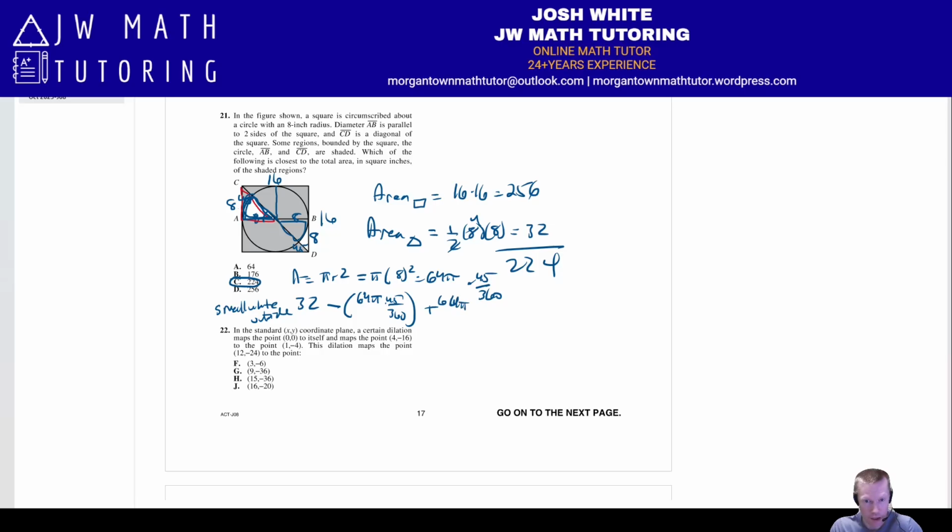And notice what you're doing is the 64 pi times the 45 over 360s basically cancel out, right? And you're just left with 32. It's like you're taking 32, you subtract this sector away from it, but then you add the sector back in together, and you just get the same answer. So if you want to think about it that way, that's fine, but it's just a little bit extra work in terms of the calculation.